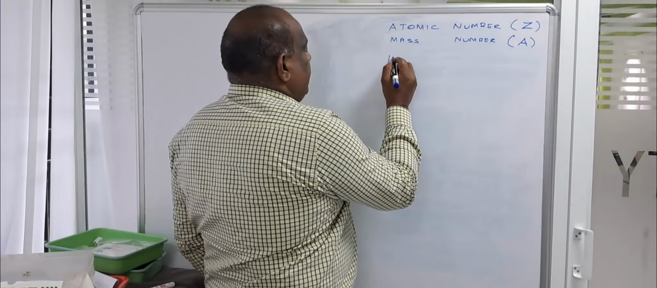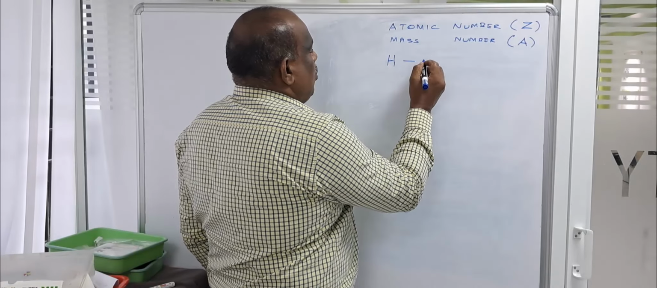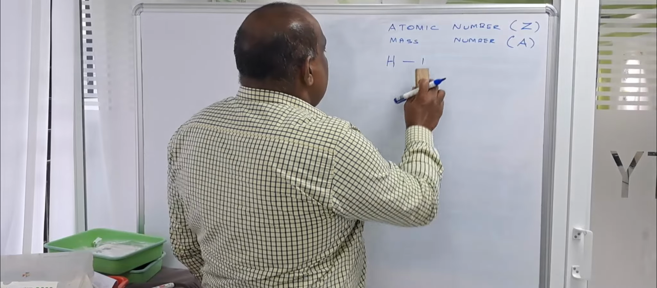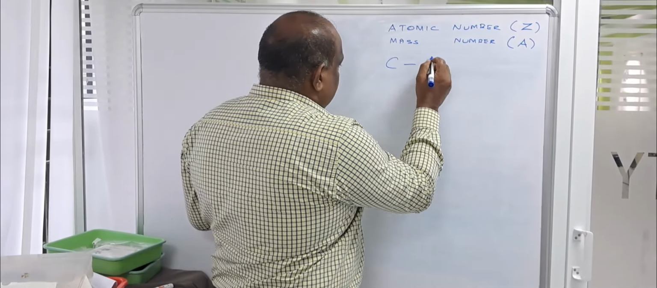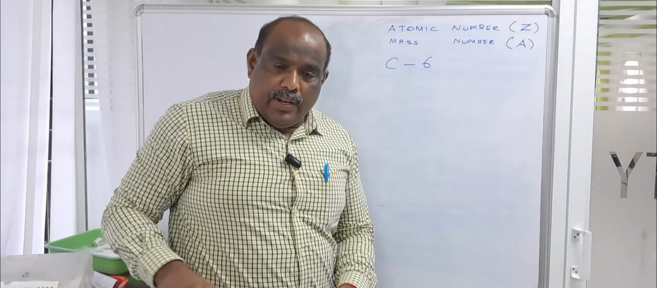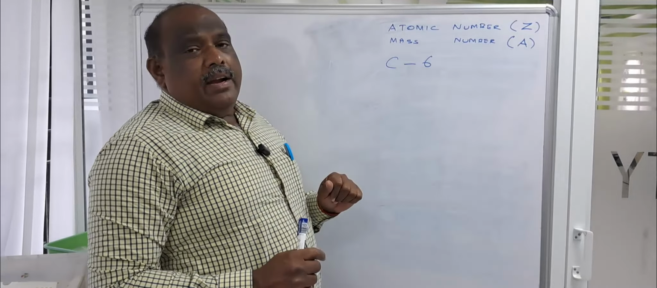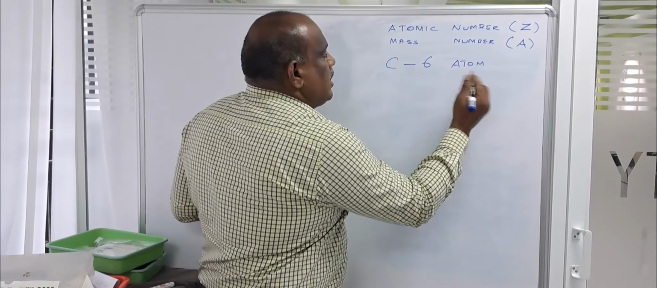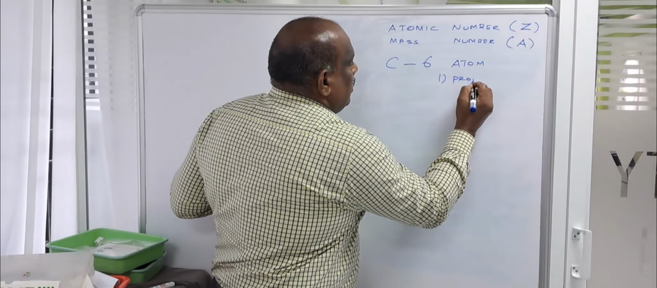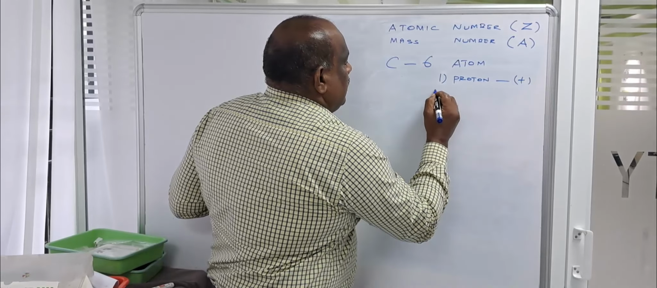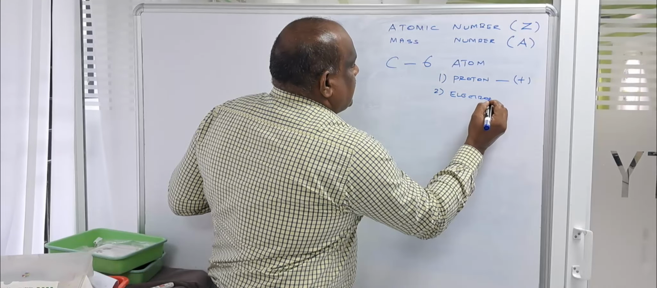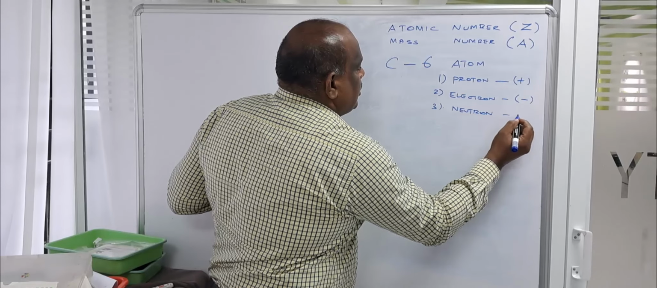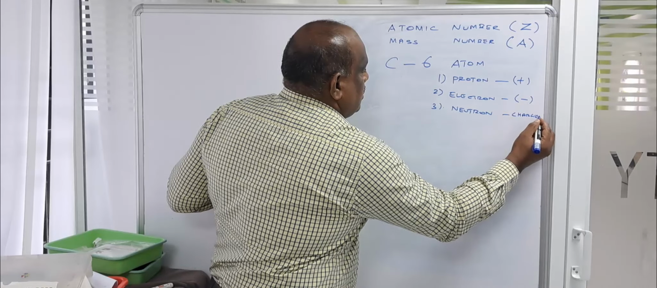Now let us take hydrogen, its atomic number is 1. Or else I'll take carbon, because it's a very common, very good element, its atomic number is 6. So what do you mean by atomic number? First of all, we should know what an atom is made up of. An atom is made up of subatomic particles, namely the proton, which carries a positive charge, then the electron, which carries a negative charge, and the third one is the neutron, which is neutral and doesn't have any charge. It is chargeless.